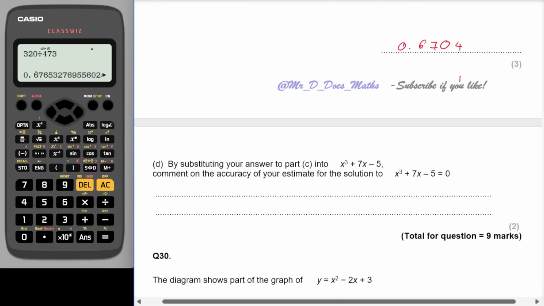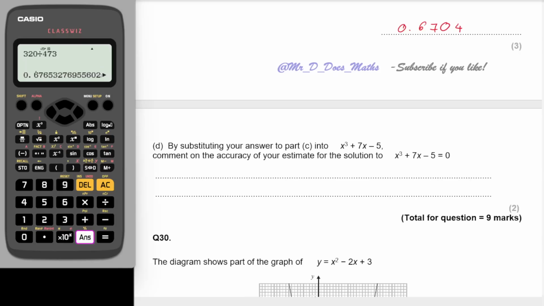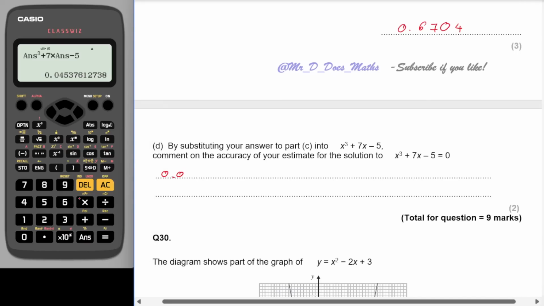Okay. Part D, by substituting your answer to part C into this, comment on the accuracy of your estimate of the solution. Okay, so if we take this answer, we've still got it here, so we do answer cubed plus 7 times the answer minus 5 equals 0.04537. Comment on the accuracy of your answer.